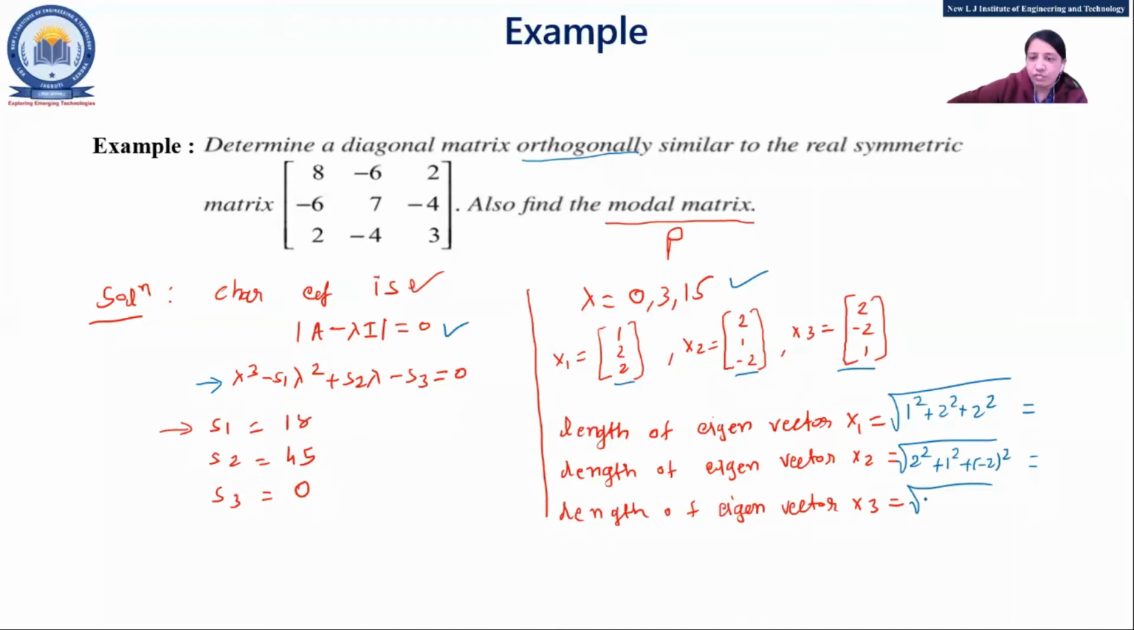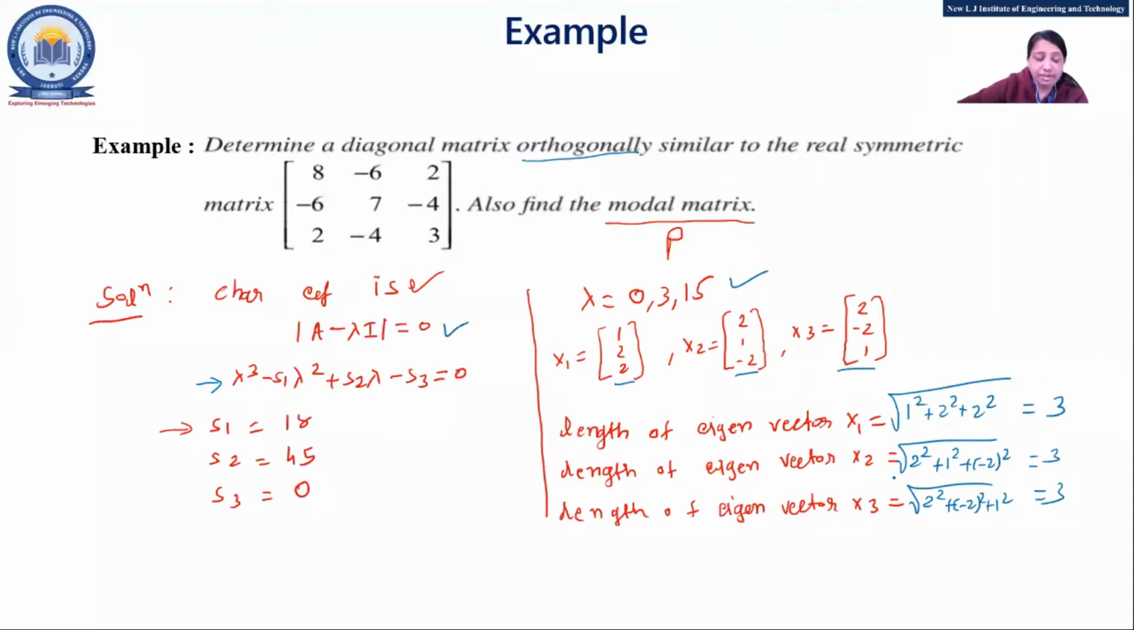Okay, what is the value for that? Just calculate it. 2 square, minus 2 square, 1 square. Answer for this is 8 plus 1, 9. So it would be 3. Here also same thing, 3. And here also 3. So the length of x1, x2, x3 is 3. Now next step is what?